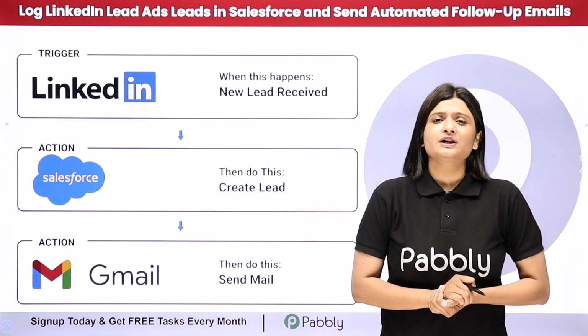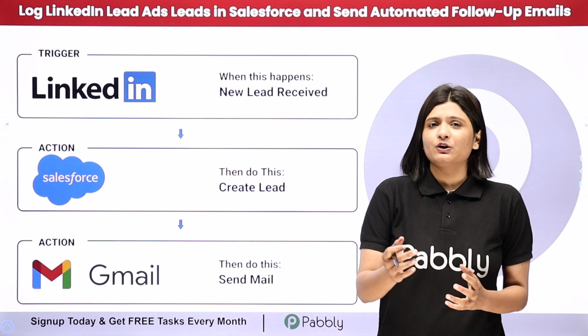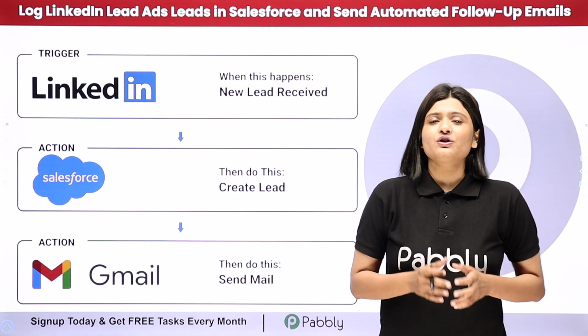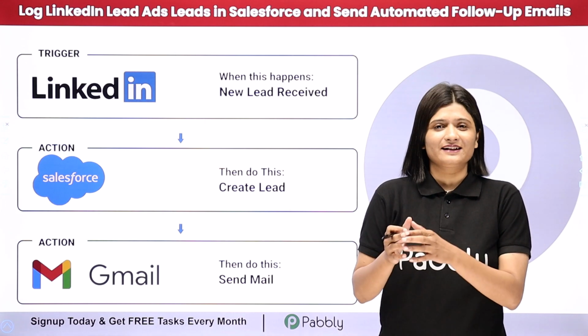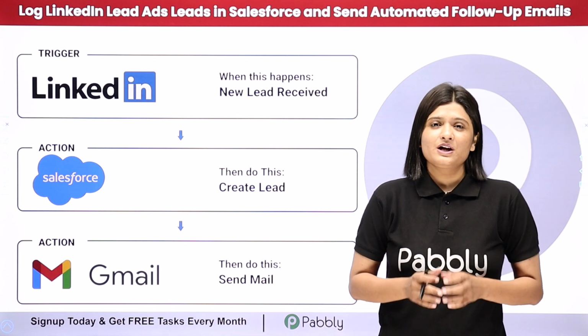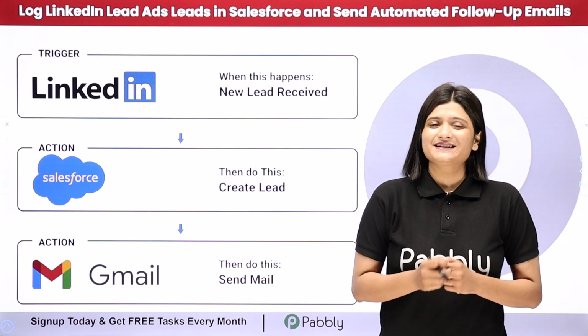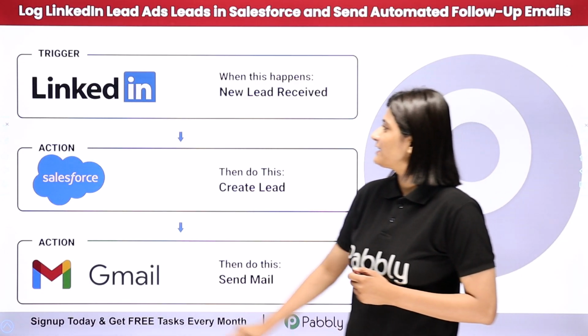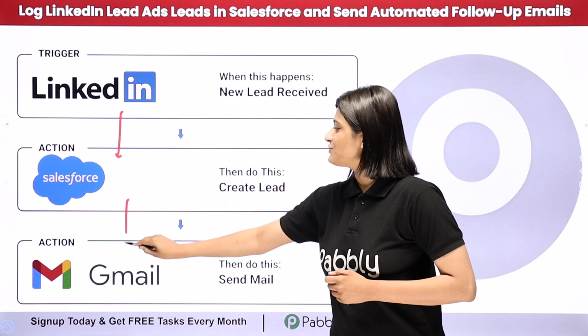Doing this manually will consume a lot of my time, so I've completely automated this process, and to do this automation I'm going to use Pabbly Connect. Pabbly Connect is an amazing automation and integration software which requires no coding or programming skills. Here I just need to build a connection between LinkedIn, Salesforce and Gmail.